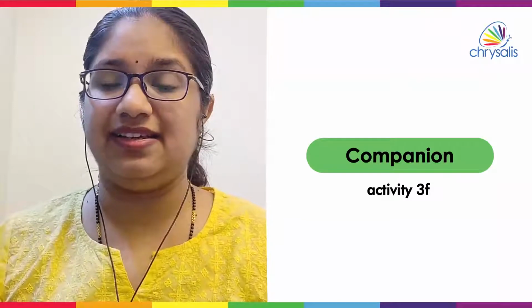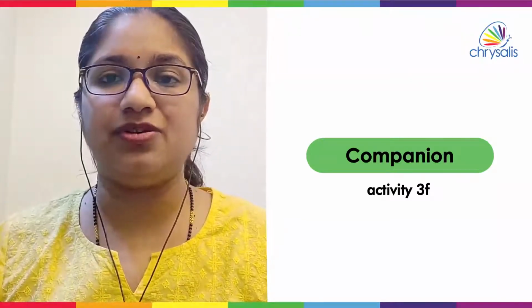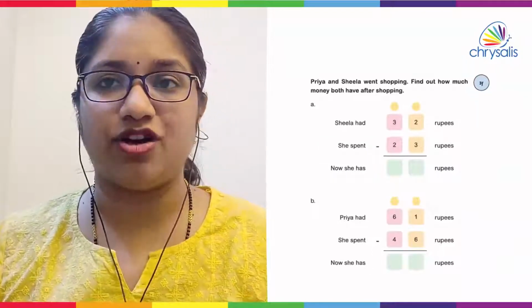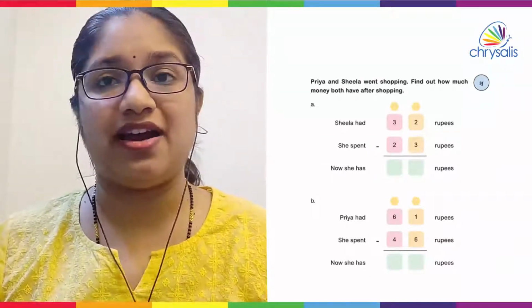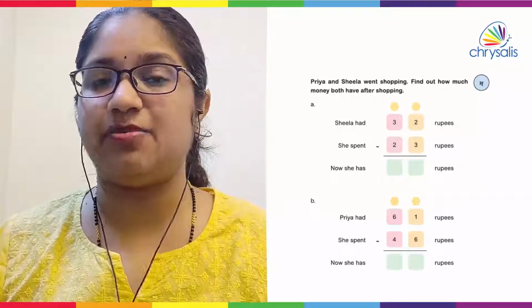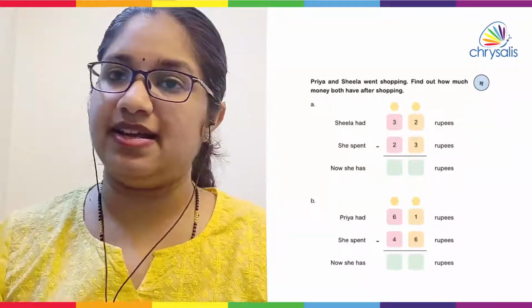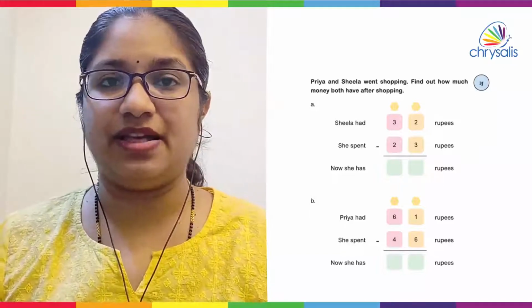Let's move on to activity 3F. If you have your companion with you, open page number 31 and write down today's date. And if not, you can use your notebook and write down today's date and activity number 3F to do this activity. Let's read the instructions.